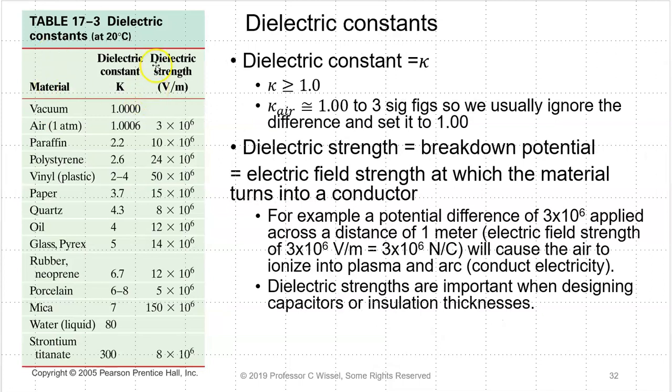So here's some dielectric constants and dielectric strengths. The dielectric constant is kappa. Kappa is always greater than or equal to 1. Kappa for a vacuum is by definition 1. Kappa for anything else is larger. So there's a trick question in here. Can kappa ever be less than 1? No. Kappa for the air is 1 to more than 3 significant figures, so we usually ignore the difference and set it to 1.